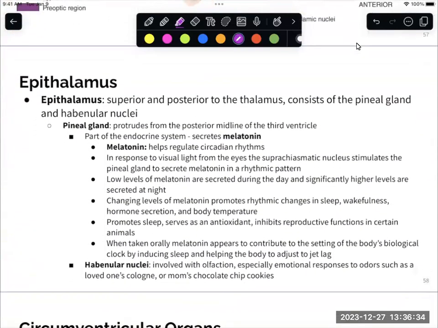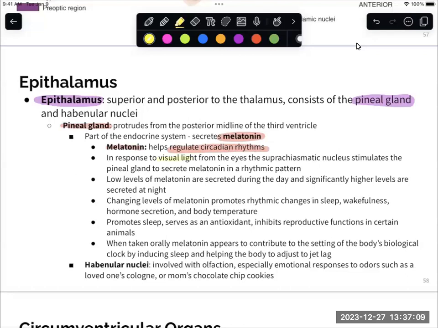Then we have our epithalamus. The epithalamus contains the pineal gland. This pineal gland produces melatonin. This is part of the endocrine system, so this will come back in Anatomy 2 as well. But melatonin is one of those hormones that helps to regulate circadian rhythms, that 24-hour clock.